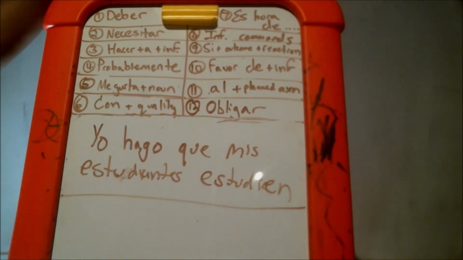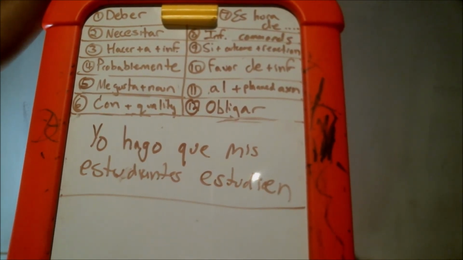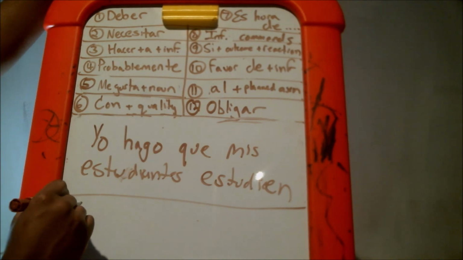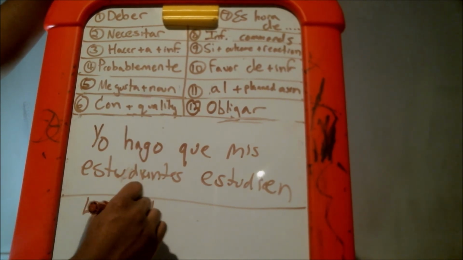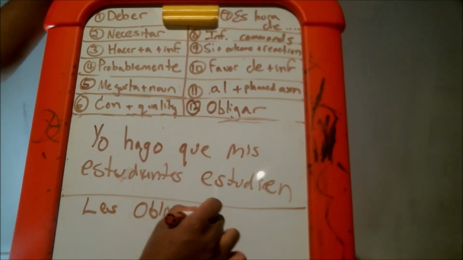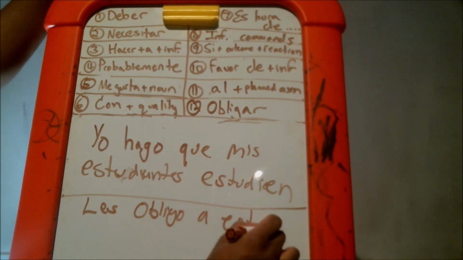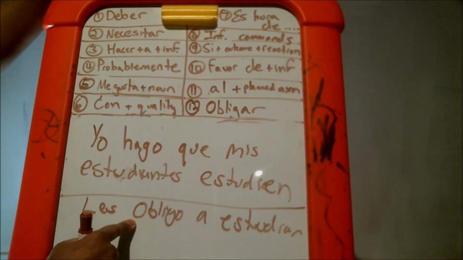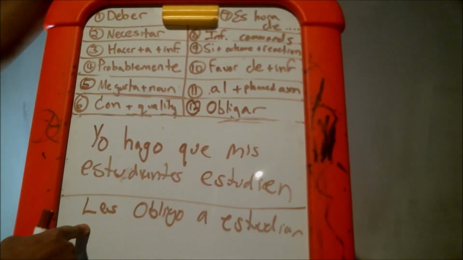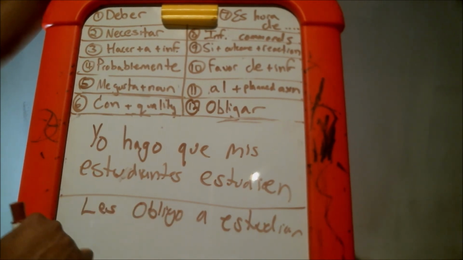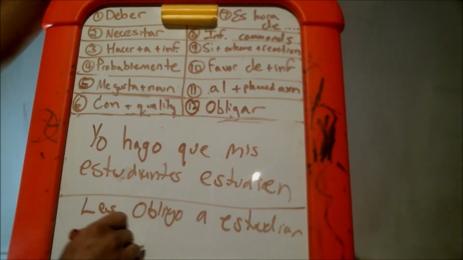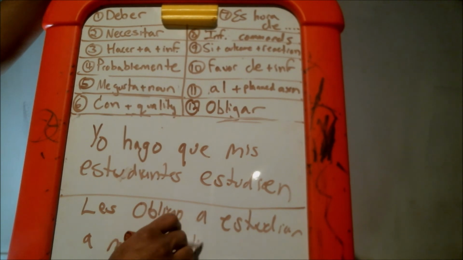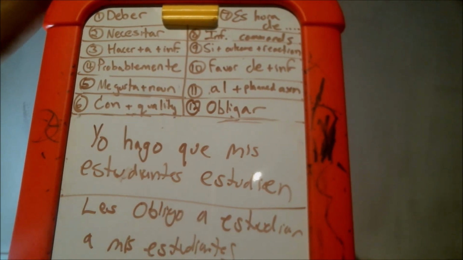Or I'm expressing obligation, right? Watch this. Les obligo a estudiar. Les means them, or to them, I obligate to study. I obligate them to study. Les obligo a estudiar a mis estudiantes. Here I'm just specifying who it is. But guess what? It's the same idea. I obligate them to study, my students, right? Or I make my students study.